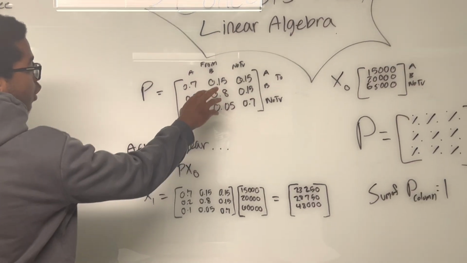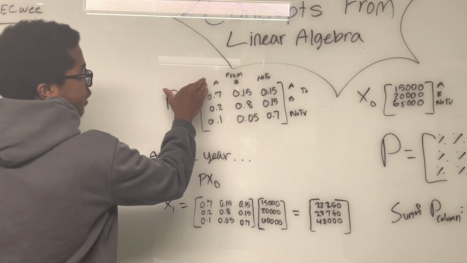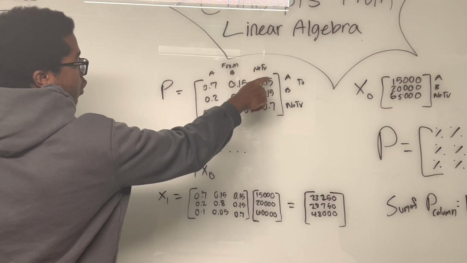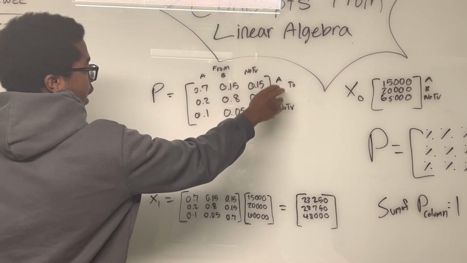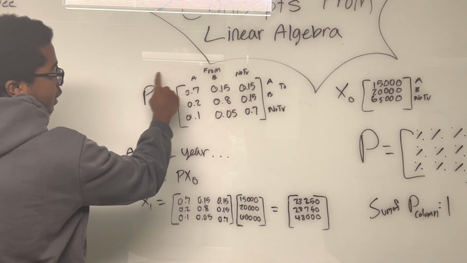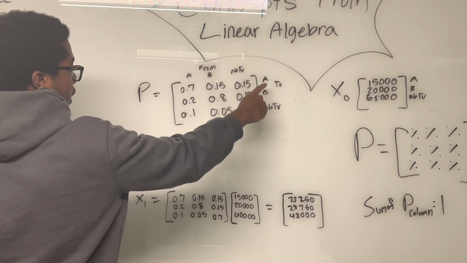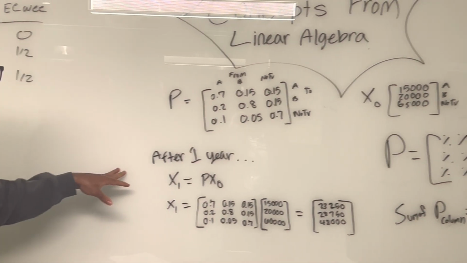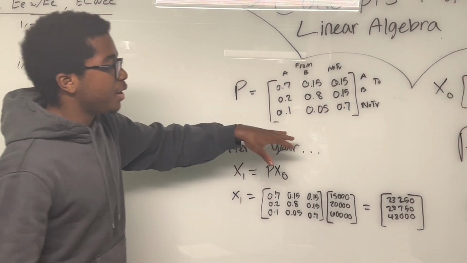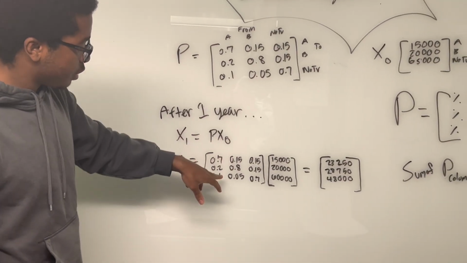Here you can see that these represent percentages of people who go from one service to another service. So along the top we have A, B, no TV, and then along the side we have A, B, no TV. The probability represents the people who go from one on the top to another service, which is represented by the side. To find the population of people within each service after 1 year, you would multiply P by x0, the initial population, and that's done over here.